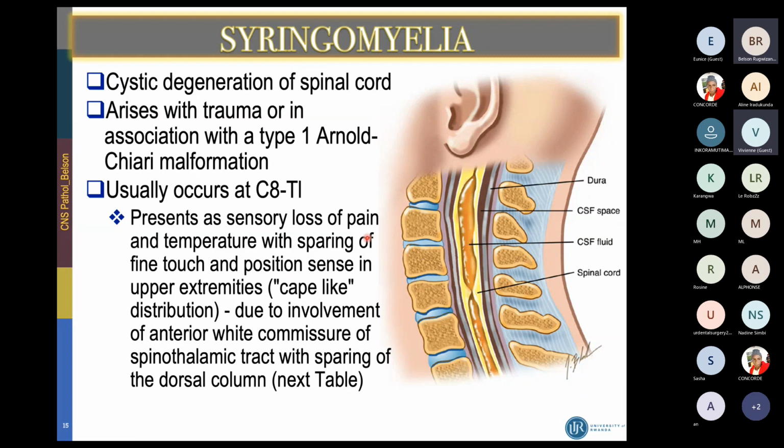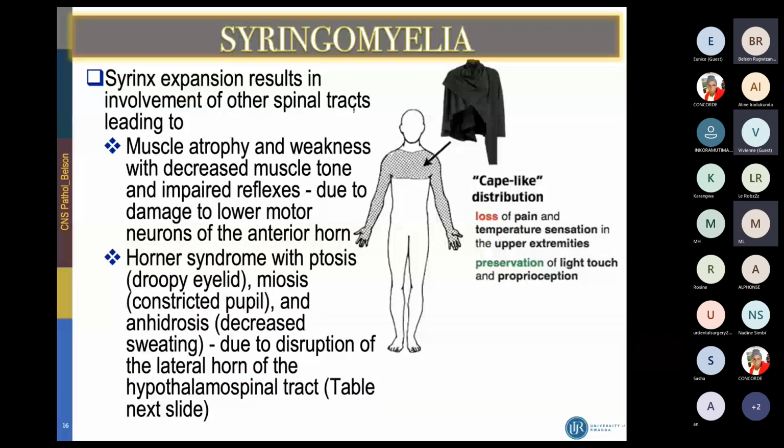So they have a sensory loss of pain and temperature with sparing of fine touch and position sense in the upper extremities, a cape-like distribution. This is due to involvement of the anterior white commissure of the spinothalamic tract with sparing of the dorsal column. There is a table that will show that. They call it cape-like distribution because we saw that the problem usually occurs in cervical vertebra 8 up to thoracic vertebra 1, and the signs and symptoms go where the nerves from that region pass. Where they go is where the problems occur, so the arms and the upper part, that's why they call it cape-like distribution.